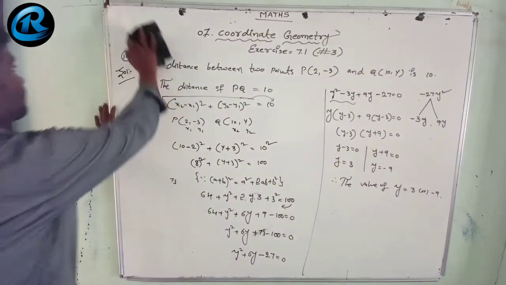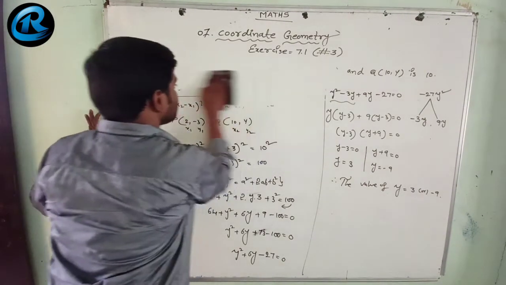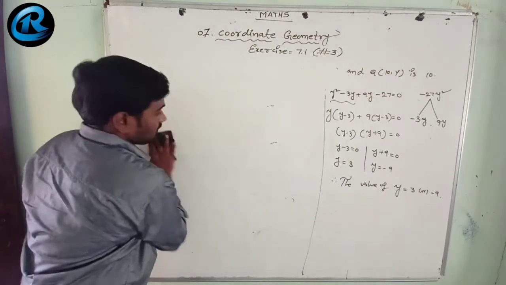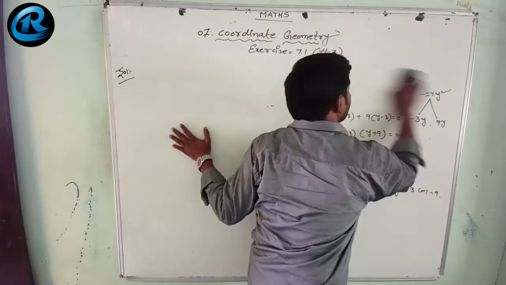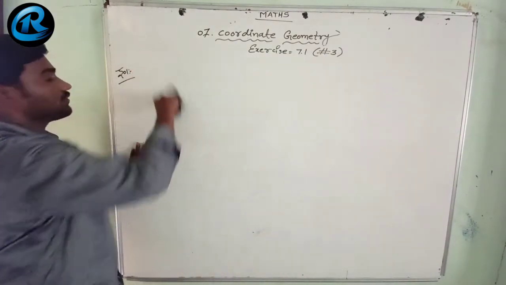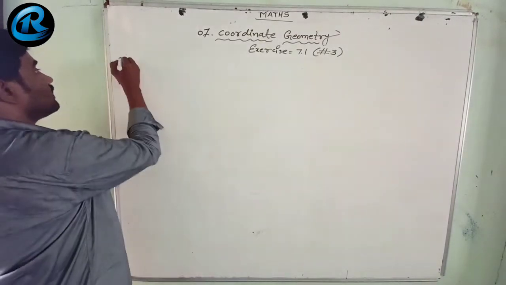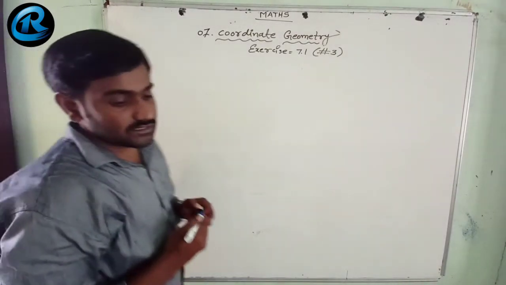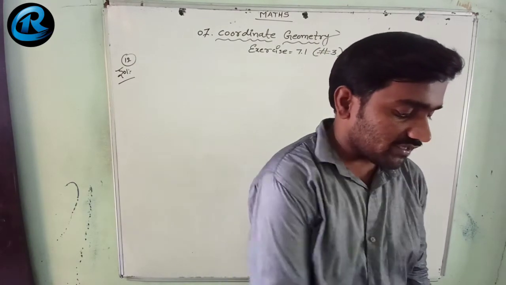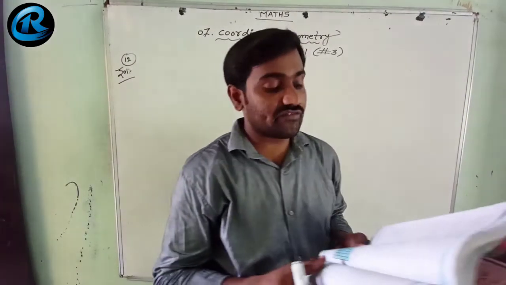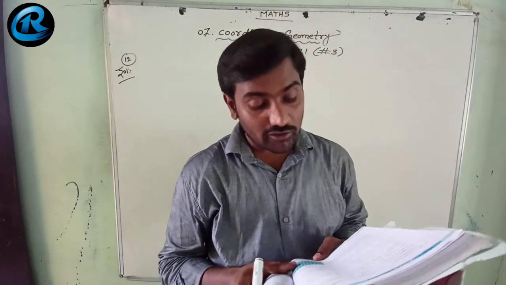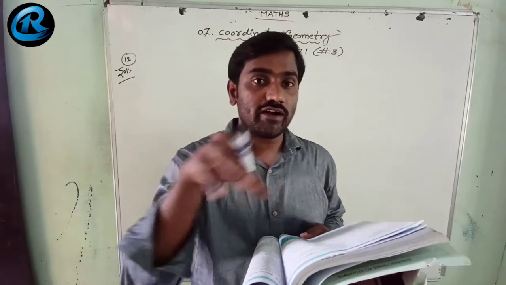Let us go for the 12th one. Next solution, 12th problem solution. Let us see the question number 12. Find the radius of a circle whose center is at the point 3, 2.